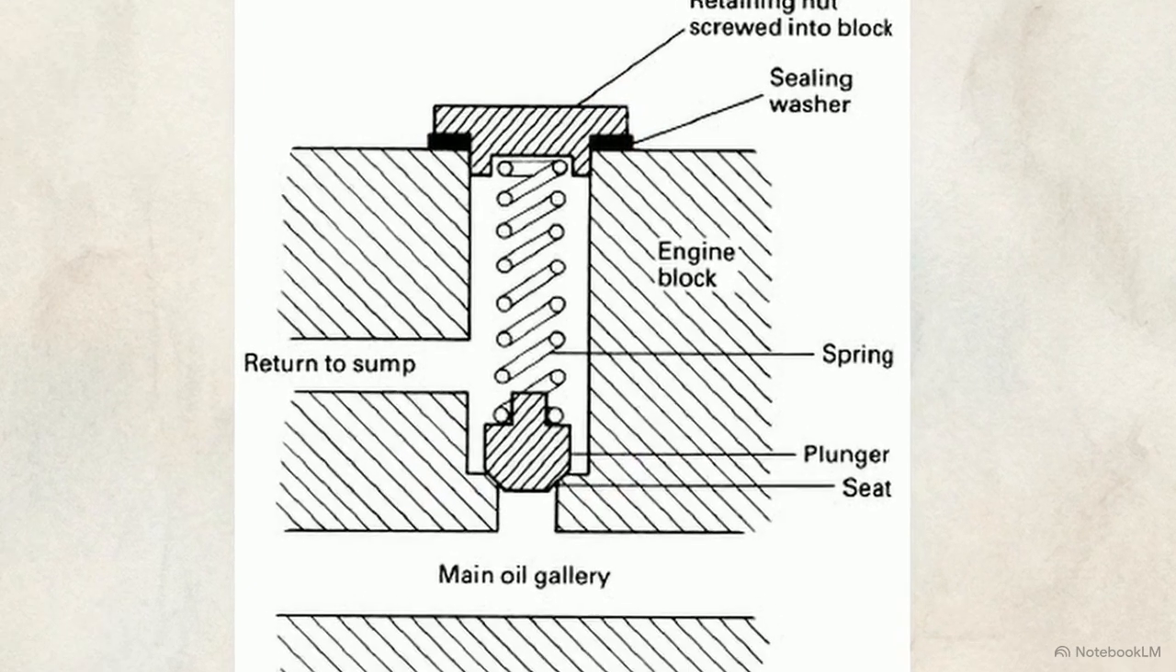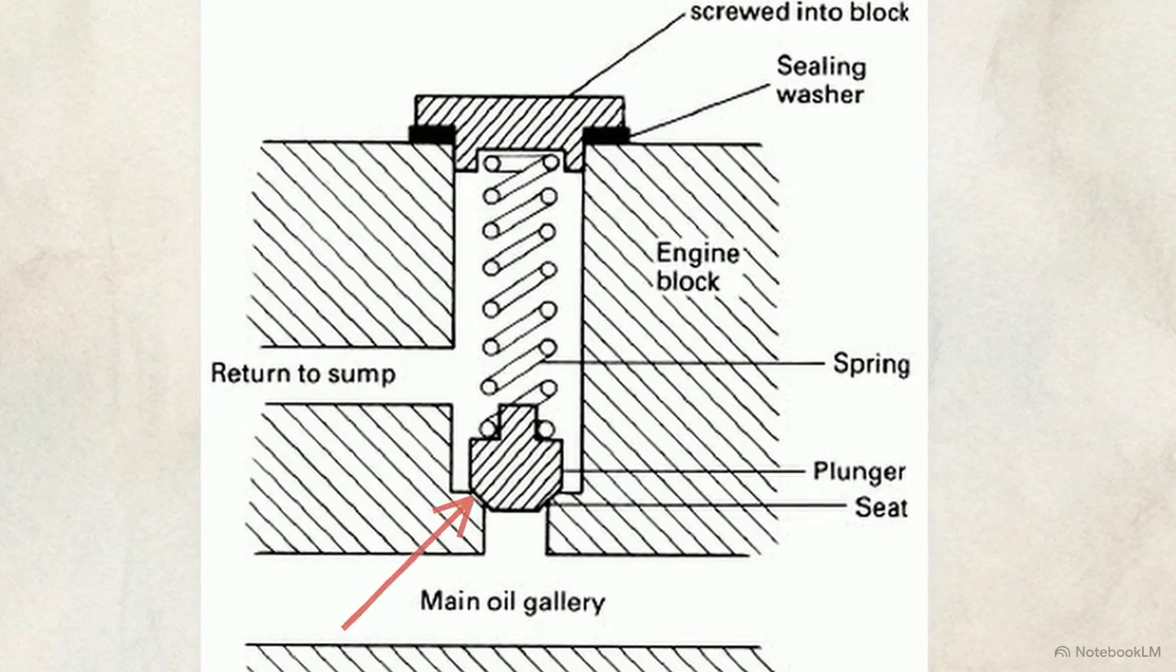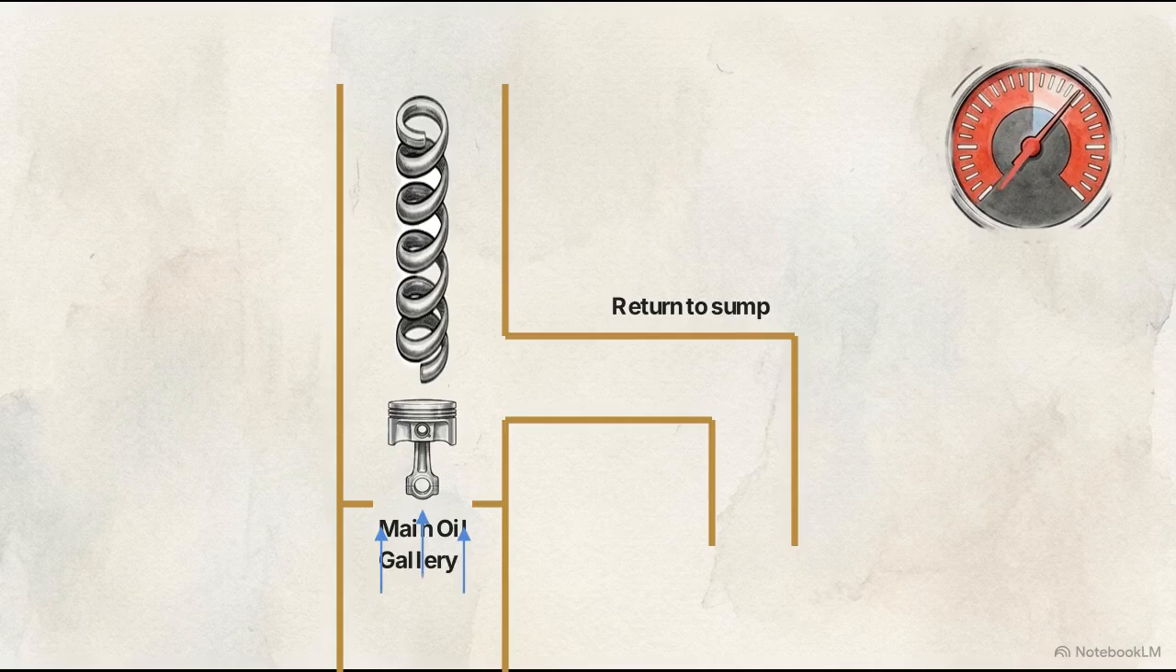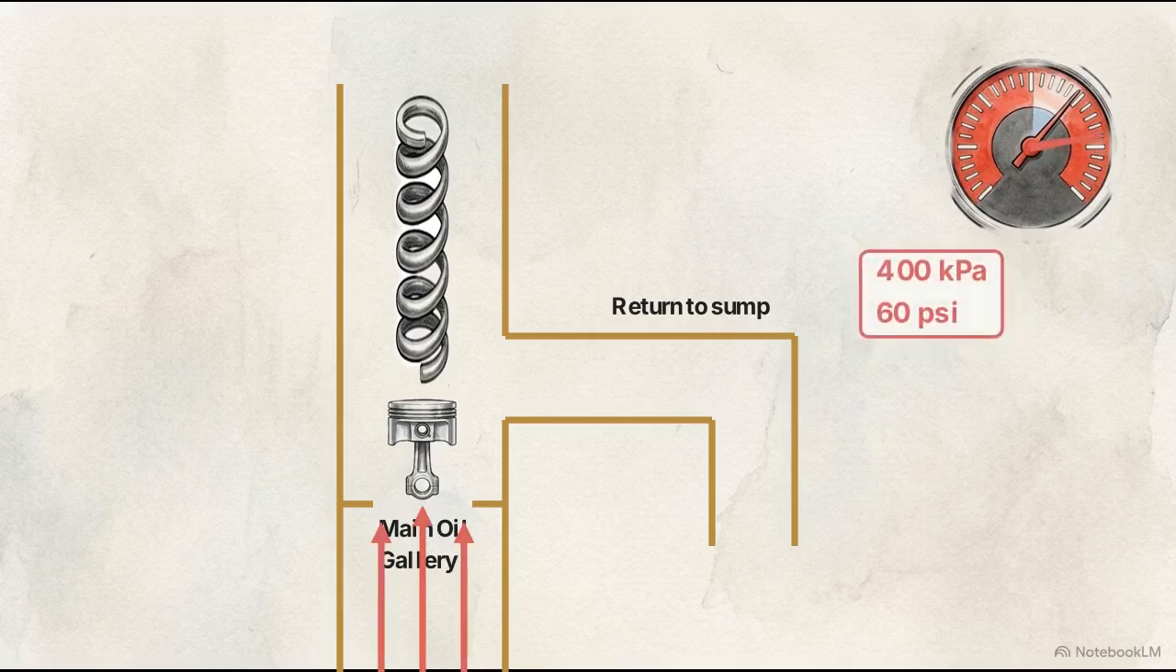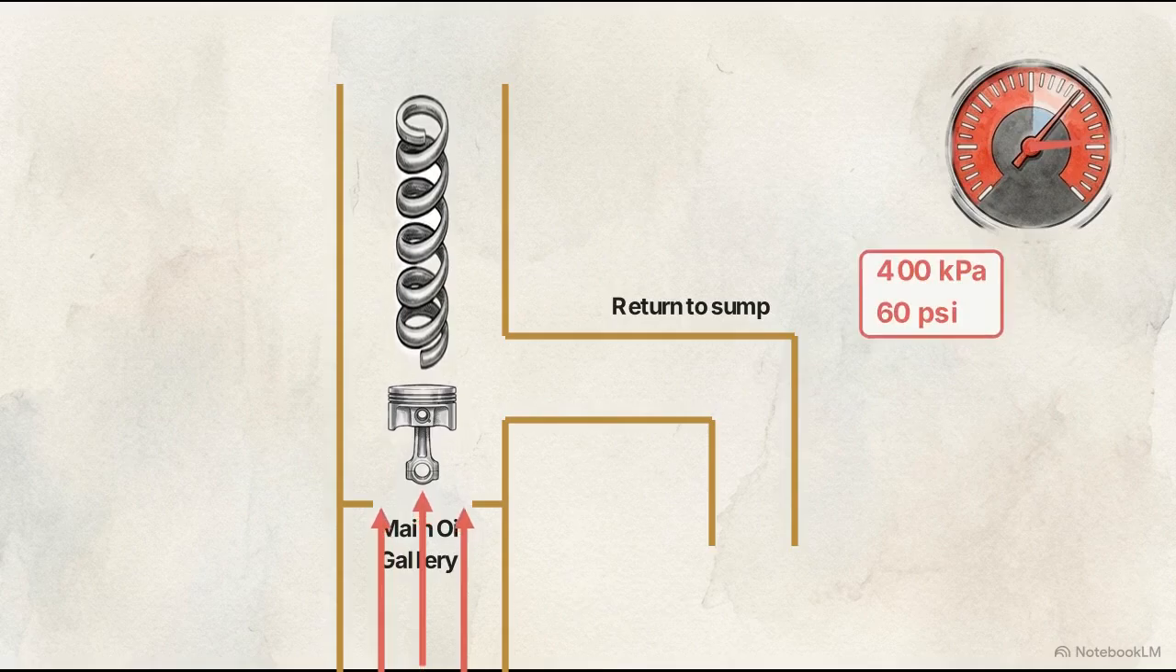In its resting state, a metal plunger is pushed against a seat by a coil spring. Because the oil pump is driven by the engine, it spins faster as engine RPM increases. This causes the main gallery pressure to spike, pushing aggressively against the face of the plunger. Once the internal pressure hits exactly 400 kilopascals, the force overcomes the spring tension.